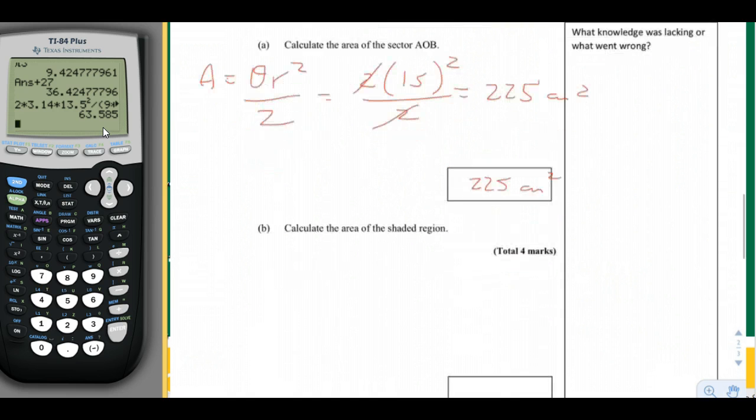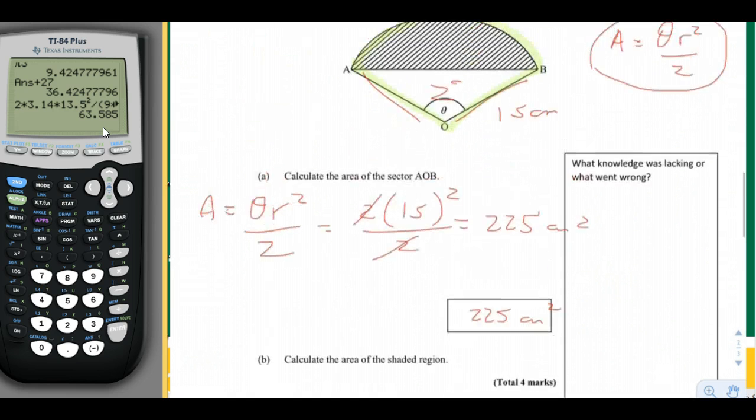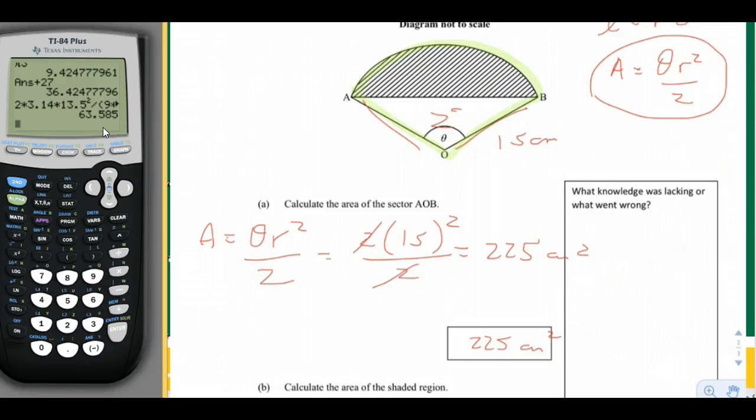Alright, then it says calculate the area of the shaded region. Okay, so we know the area of the whole region. Now they want to know the ice cream. They want to know the ice cream part of the ice cream cone. You want to subtract out the cone.